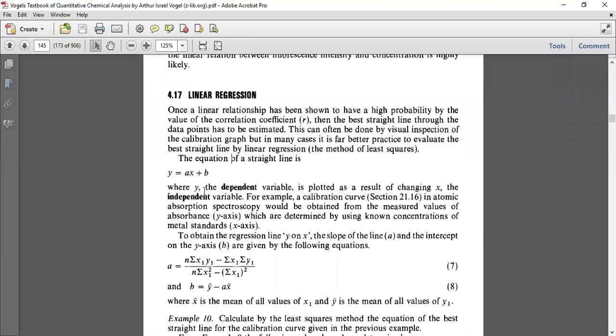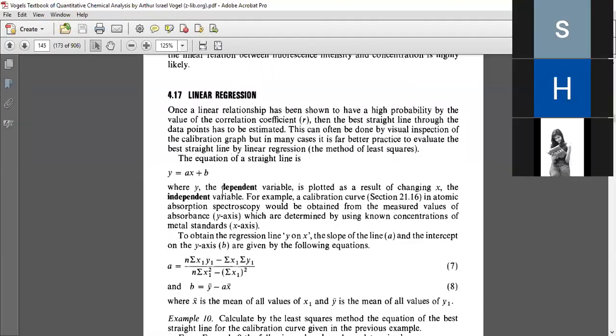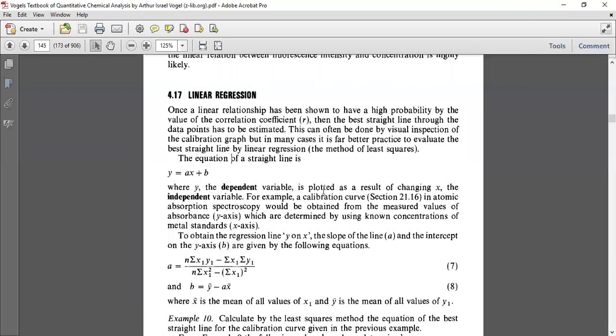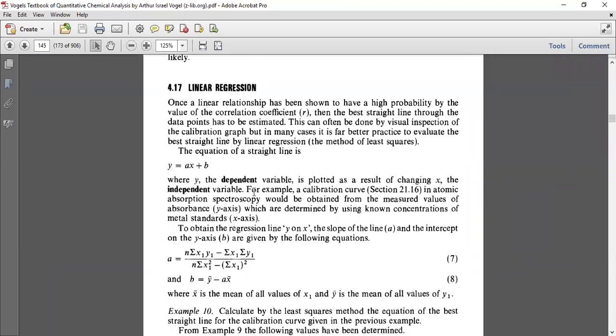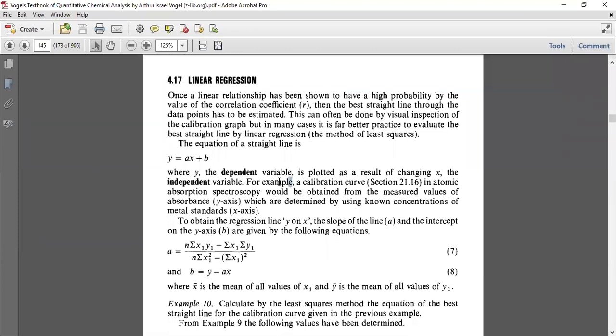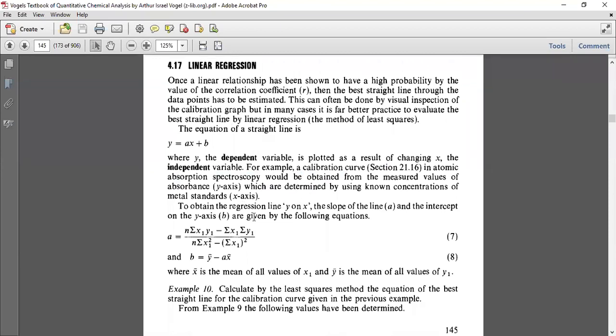So here, what is y? That is the dependent variable or y-axis, for example absorbance versus concentration. So the dependent variable is plotted as a result of changing x, the independent variable, the x-axis. So one is the dependent, another is the independent. For example, a calibration curve in atomic absorption spectroscopy would be obtained from the measured value. Just take the earlier example only, the quinine sulfate one.